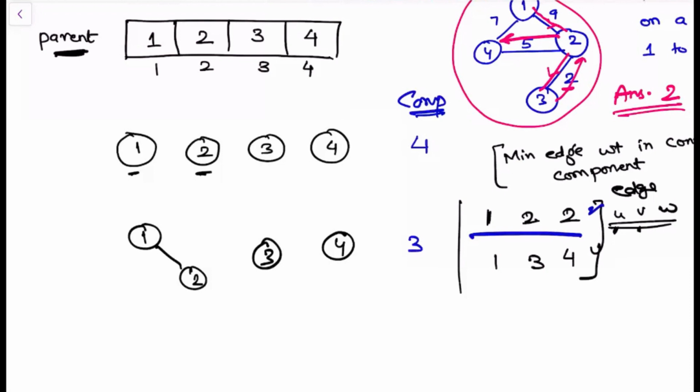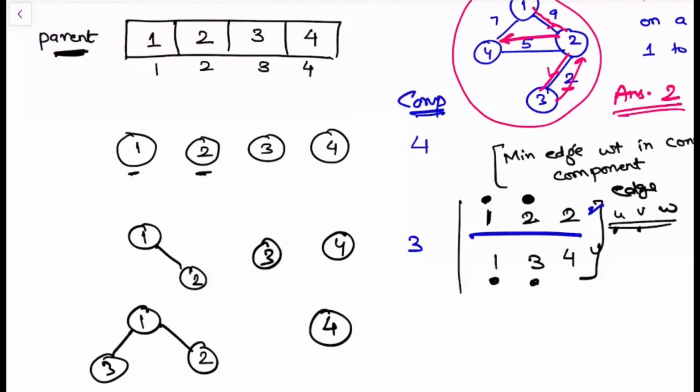Now, you made 1 the parent of 2, and the 1 and 3 edge is coming. So who will become the parent now? For the 1 and 3 edge, according to our idea, we were making U the parent of V. So 1 will become the parent of 3 also. So 1, 2, and 3, and 4 is still separate. Now the components became 2. The next edge that we got was 3, 4, 7.